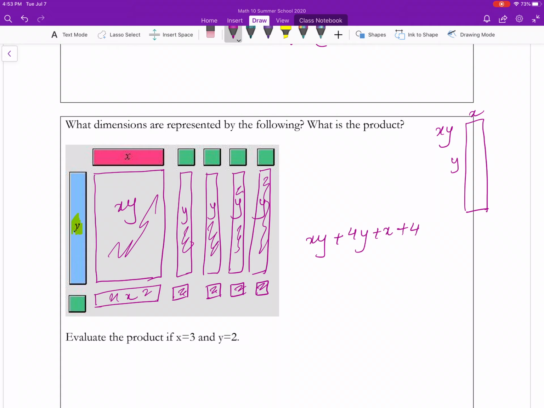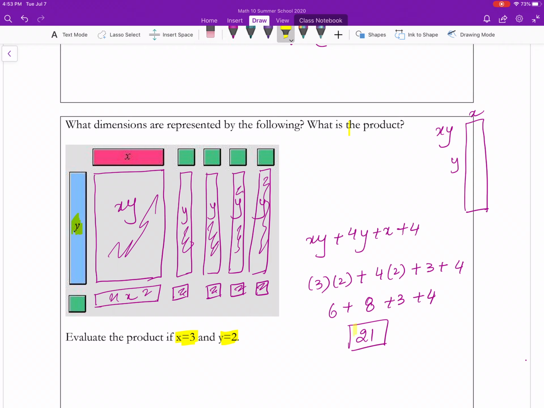You have to evaluate the product when x is 3 and y is 2. So you have to plug the values in here. x is 3 and y is 2. So 3 times 2 plus 4 times 2 plus 3 plus 4 in here. 3 times 2 is 6, plus 8, plus 3, plus 4. Now if we add that, what do you get? 21. So that's the product.